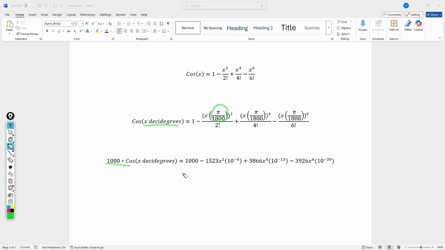The combination of multiplying by 1000 and transforming our x input into decidegrees gives us the variables of 1000, 1523, 3866, 3926, along with their corresponding 10 to the negative power inputs. For now, we will only be using the first 3 inputs of the Taylor series.